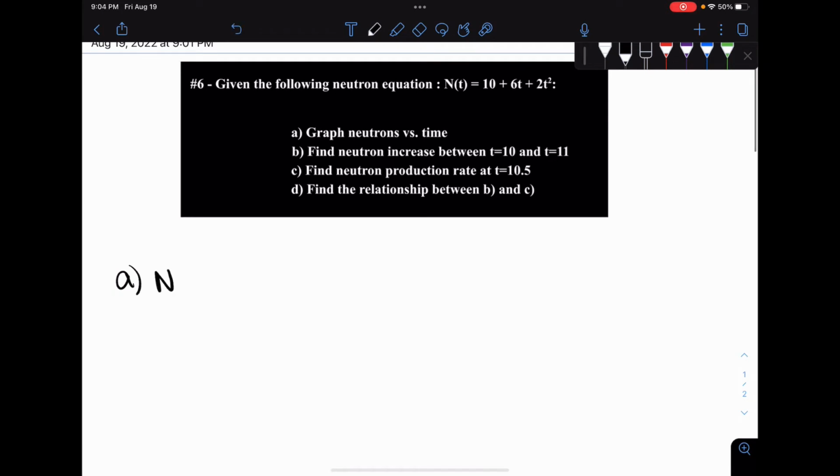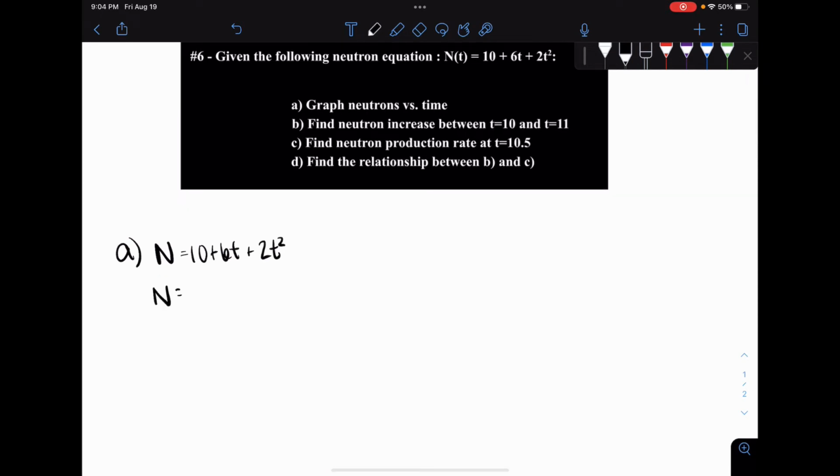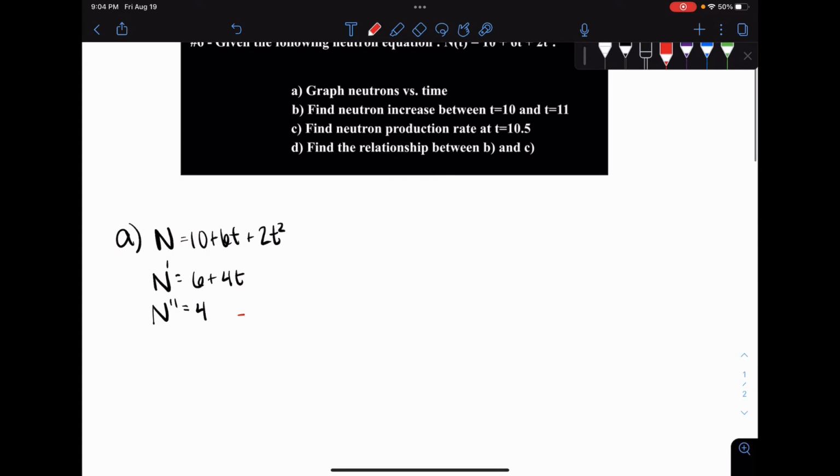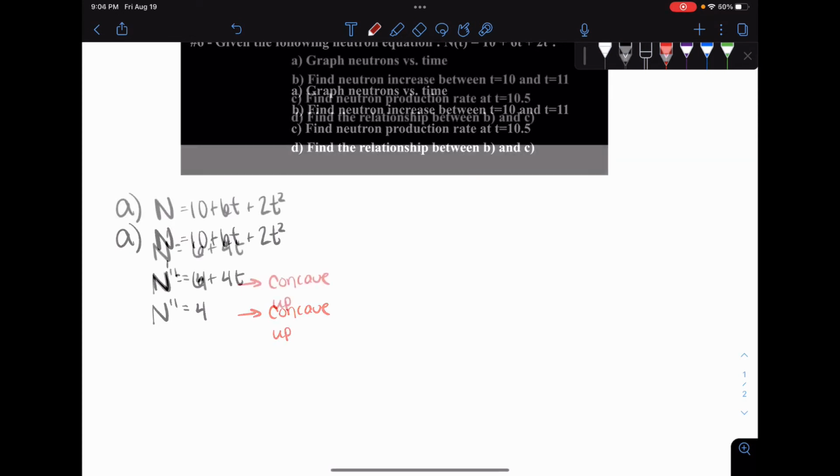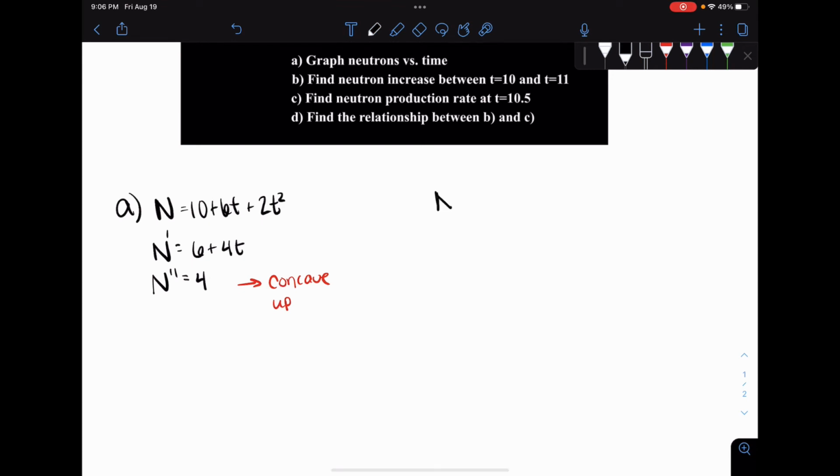So first, if you take your equation, 10 plus 6t plus 2t squared, it's going to be an easy derivative of 6 plus 4t, and then an easy second derivative of 4. So a few things you can learn right off the bat, as you know it's concave up. Next step is to set your first derivative to 0 to find your critical points. So you're going to get an easy t equals negative 3 over 2.